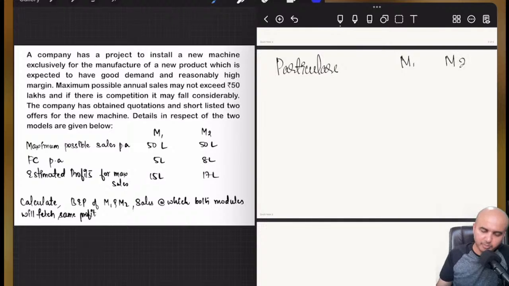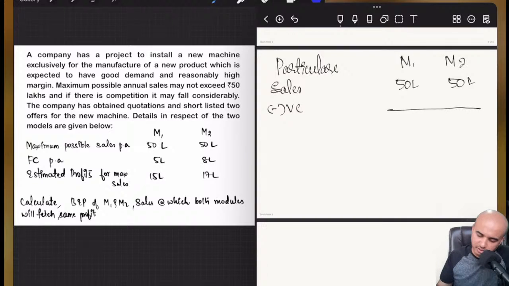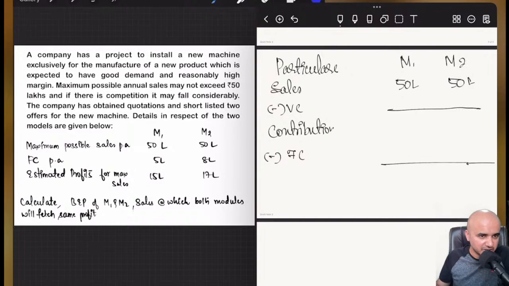M1 and M2. Okay, so now let us start with sales. How much is the sales given? In both the cases they say maximum sales has been achieved. So 50 lakhs. I'm keeping everything in lakhs so that it will be easy for calculation. Less variable cost, we do not know that. Okay, so I'm just leaving it blank for the time being. Then contribution, that also we do not know. Without variable cost there is no question of contribution. Then minus fixed cost, this we know because it is already given or mentioned in the problem.